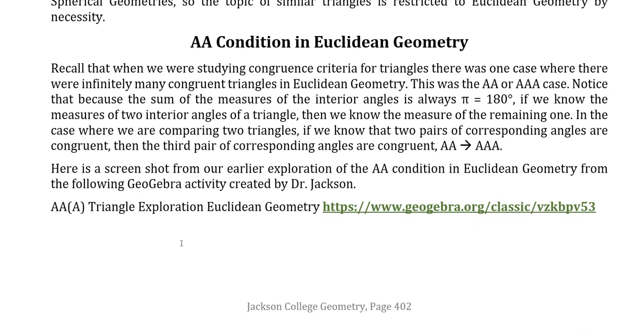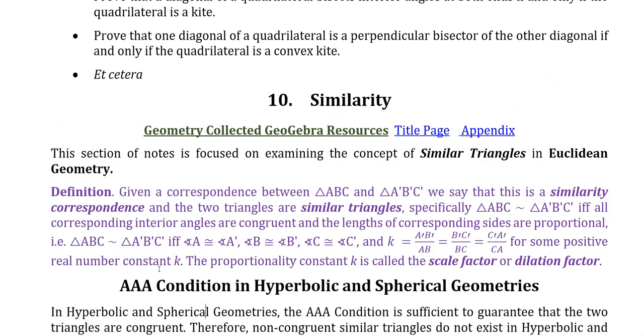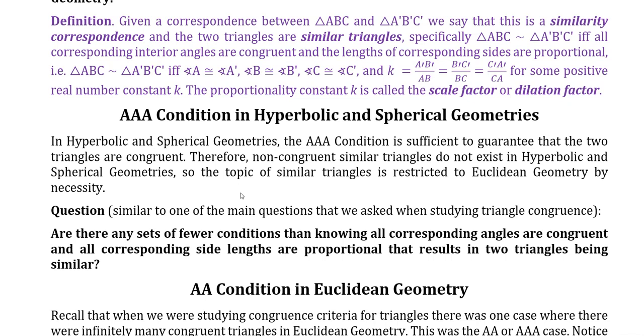Now, we should have some interesting question here. And here is our big question. It's very similar to the one we asked when we were studying triangle congruence. Are there any sets of fewer than all corresponding angles congruent and all corresponding side lengths proportional that result in the two triangles being similar? If you remember, there were sets of three conditions. Let's see, what were they? Side, angle, side; side, side, side; angle, side, angle; angle, angle, side. Those were enough in Euclidean geometry for congruence conditions that allowed us to say that the other three pieces were congruent as well. Can we have something like that for similar triangles? That's a big question.